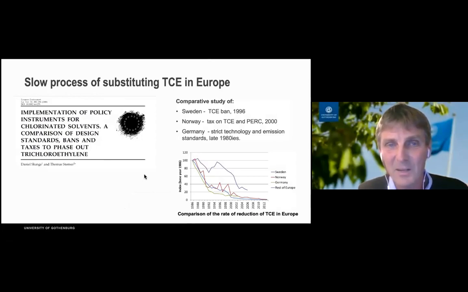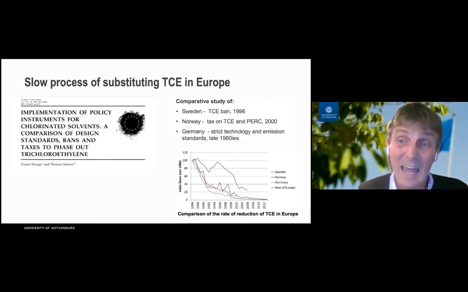We wrote a paper based on my master thesis in 2001, where we compared the Swedish ban from 1996 with the Norwegian tax on TCE and perchloroethylene implemented in year 2000 with the strict technology and emission standards implemented in the late 80s in Germany. This is a comparison of the rate of reduction. All these policy instruments have led to a substantial reduction. This does not concern the last years in Europe, but it shows that with policy instruments you can, if you want, achieve a faster reduction of a known substance of concern.